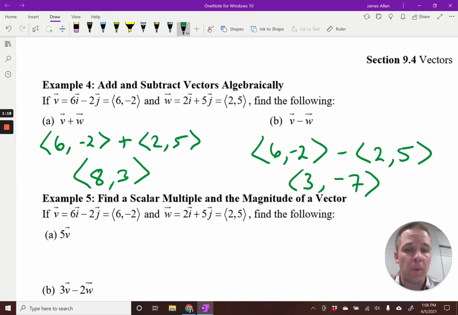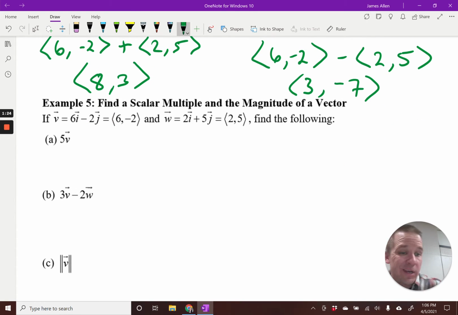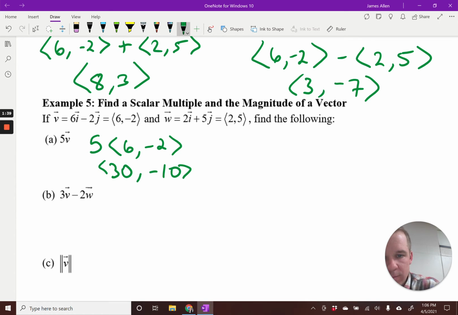Now find a scalar multiple and a magnitude of a vector. So we have that scalar, the 5 here. Think of it as just distributing through. That's how it's going to mathematically work out there. So what we'd have here is 5 times 6, negative 2. So I'd have 30, negative 10. You can also write these as 30i minus 10j, with a little hat. Next one.